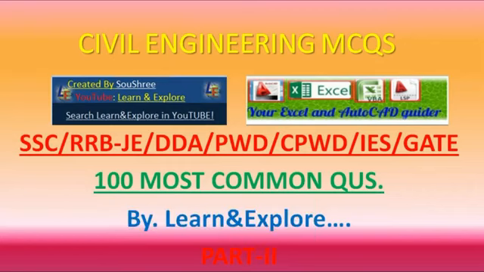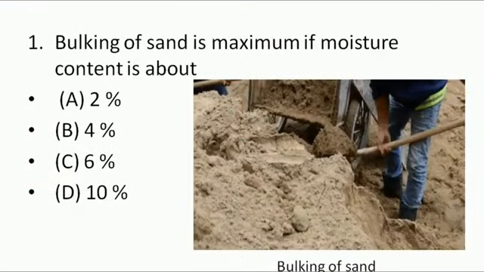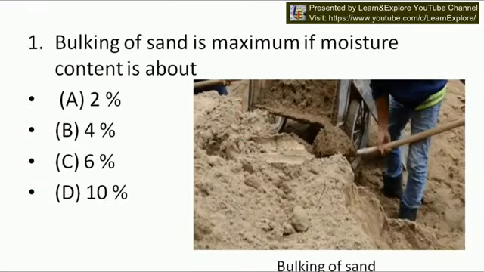Okay, so without wasting time, I'm going to my first question. Buckling of sand is maximum if the moisture content is about A 2%, B 4%, C 6% and D 10%. Before going to answer, we have to know what the buckling of sand is.